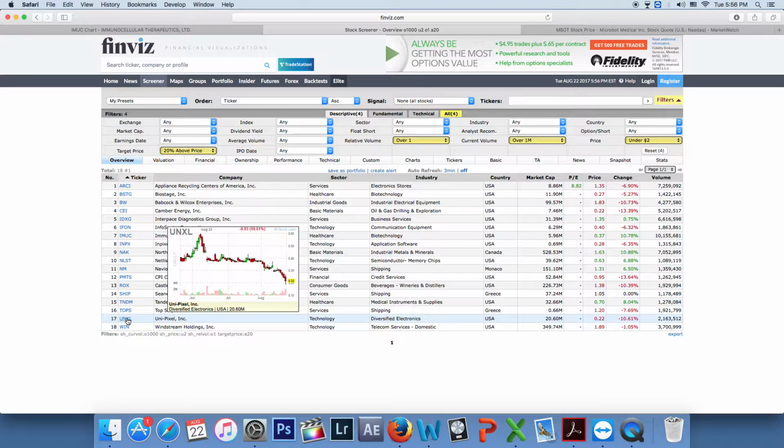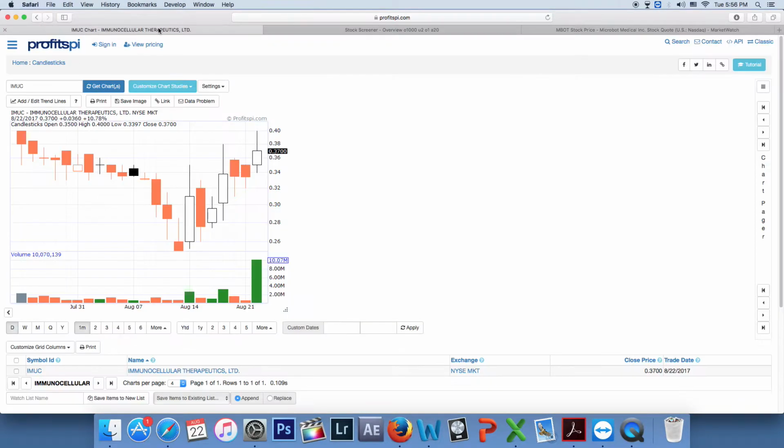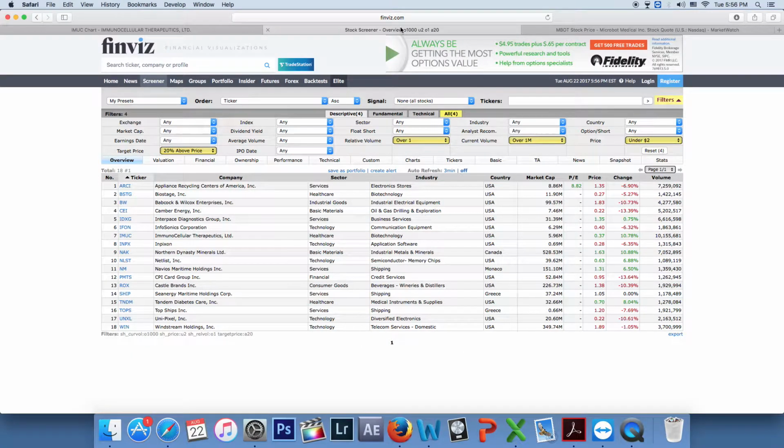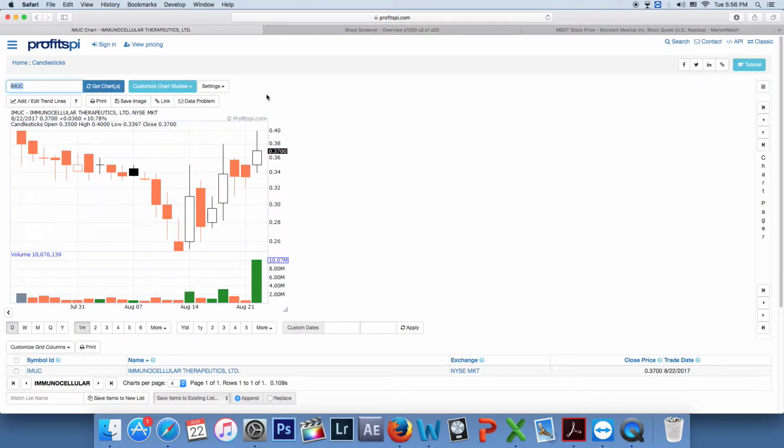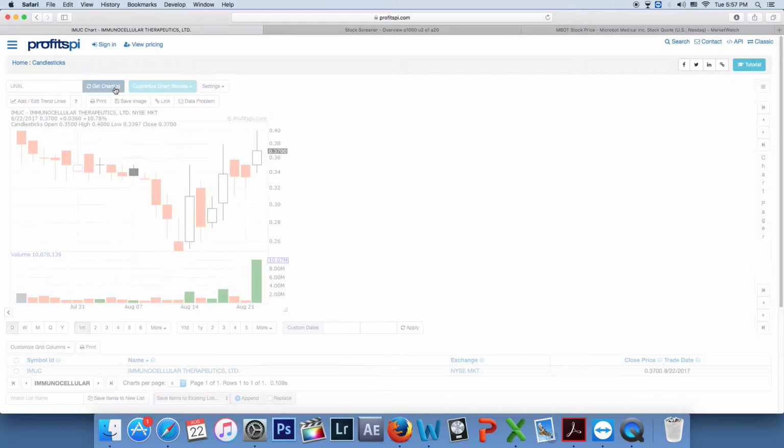Okay, now we have a pattern here, UNXL. So I see a downtrending pattern, and this is what I pretty much primarily look for, downtrending patterns. So I'll go to a site called profitspi.com, and I'll put in the stock we just saw, which was UNXL. Let's look at their chart. Now, one important thing is this is a different strategy for day trading and swing trading. Right now, we're looking for something for a day trader.